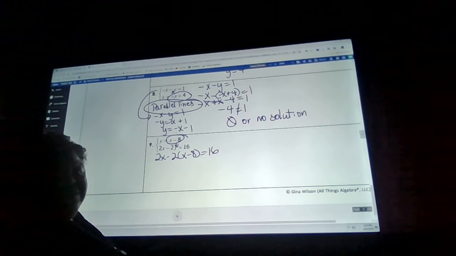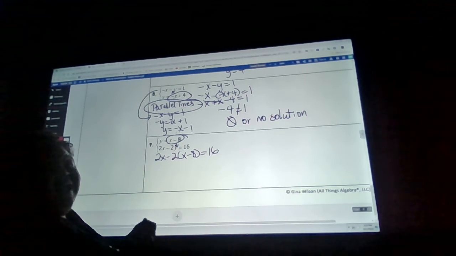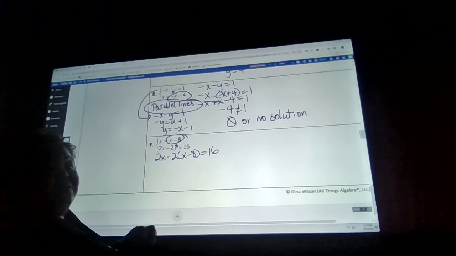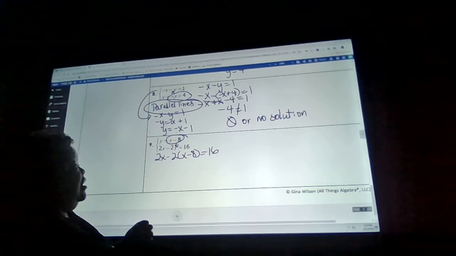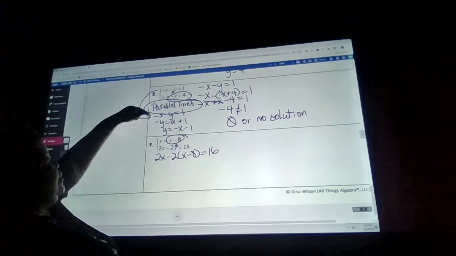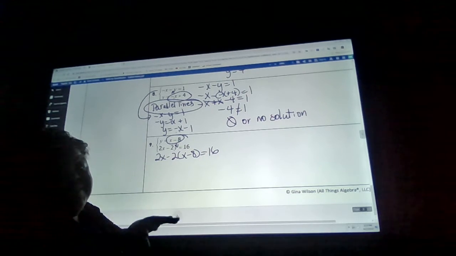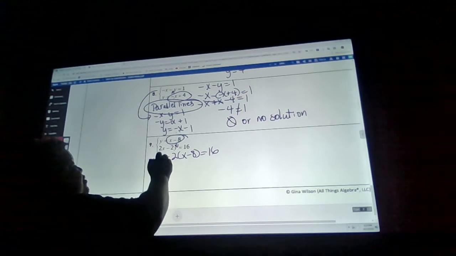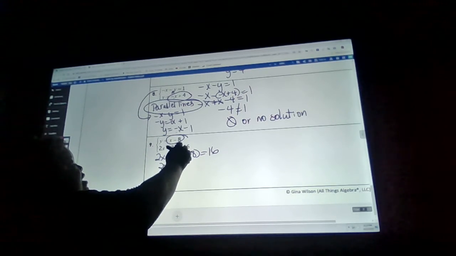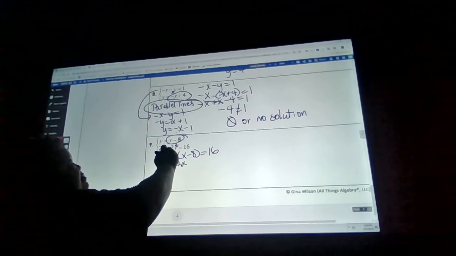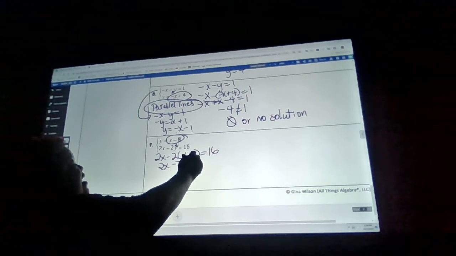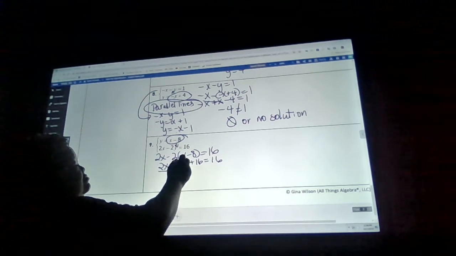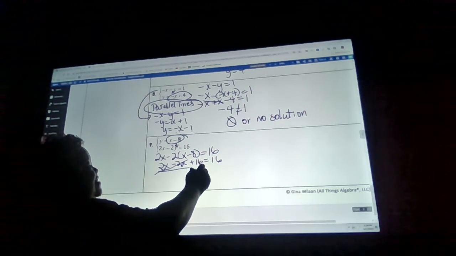Now, if you are confused by this, send me a message. And also when we have live class Thursday, because we're going to do some that are a little bit more involved, going to do what I did right here. So this is the time now to say, I'm confused. Right? Okay. So 2 times x, minus 2 times x is a minus 2x. Minus 2 times a minus 8 is a plus 16. 2x minus 2x is 0. So that cancels out. I got 16 equals 16.